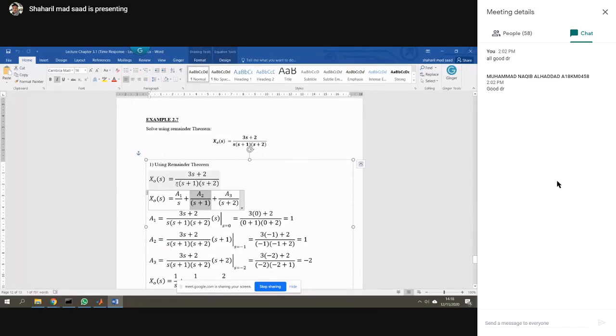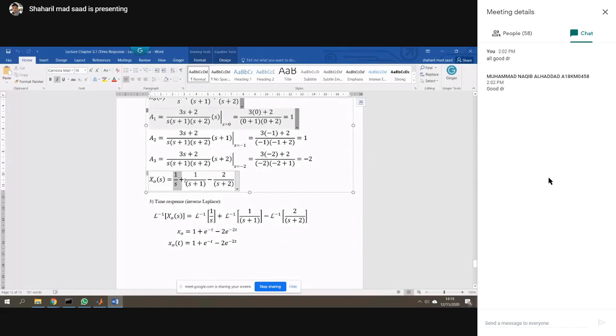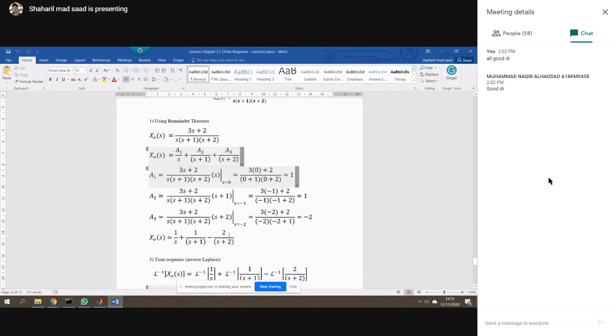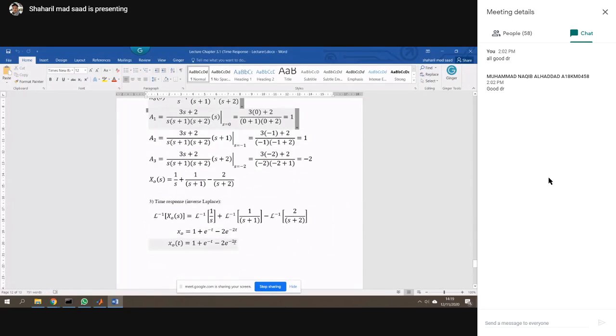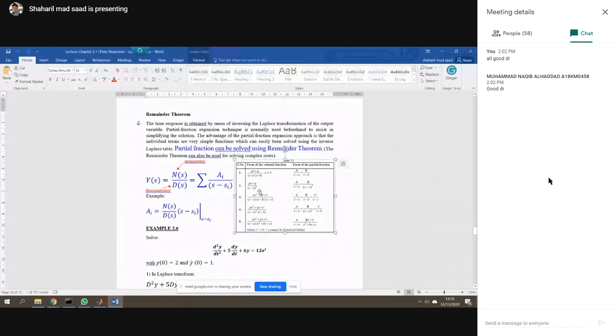So this one will become A1 over s, A2 over s plus 1, A3 over s plus 2, right? So when you solve it, here we get this kind of equation, and then you use the inverse Laplace, and then you can get this equation. Right? The question is how to draw it, right? So you can use MATLAB in order to draw this type of graph. Okay. And the rest you can apply based on this table.